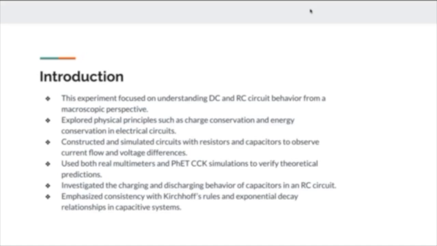It explored physical principles such as charge conservation and energy conservation in electrical circuits. I constructed and simulated circuits with resistors and capacitors to observe current flow and voltage differences. I used both real multimeters and PHYS2212 simulators to verify theoretical predictions. I investigated the charging and discharging behaviors of capacitors in an RC circuit, and finally emphasized consistency with Kirchhoff's rules and exponential decay relationships in capacitive systems.